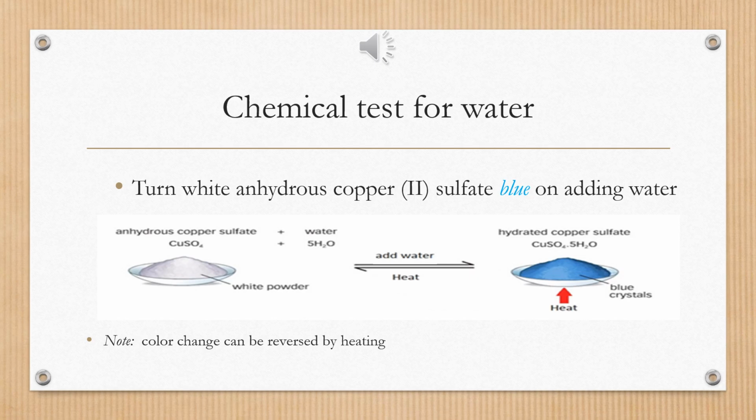Now, let's do a simple experiment. Take anhydrous copper sulfate powder in a watch glass. Anhydrous means no water is present. It will be white in color. Now add a few drops of water onto it. Observe the color change. It will become blue, indicating the presence of water. Now heat this blue crystal and see the color change. We get back anhydrous copper sulfate.